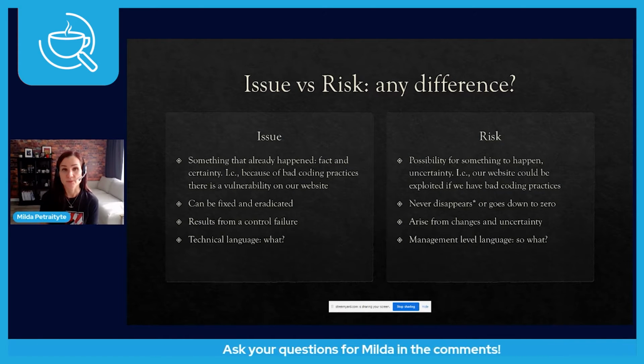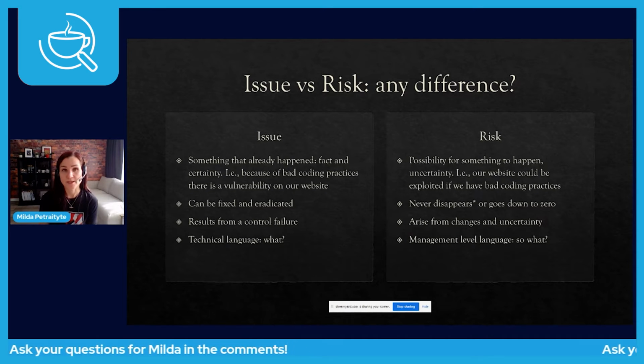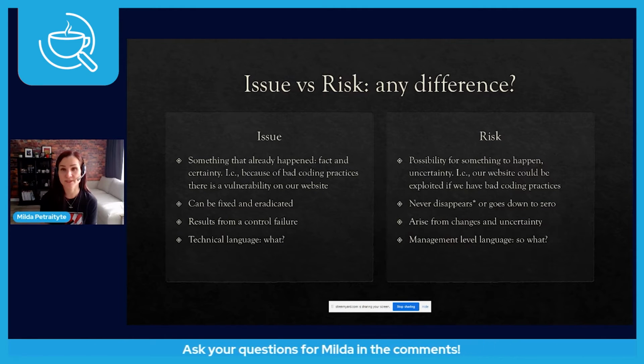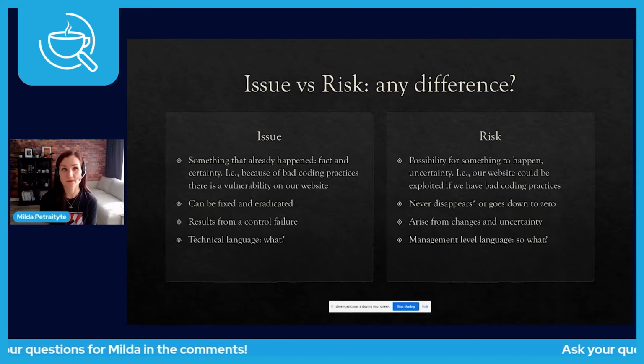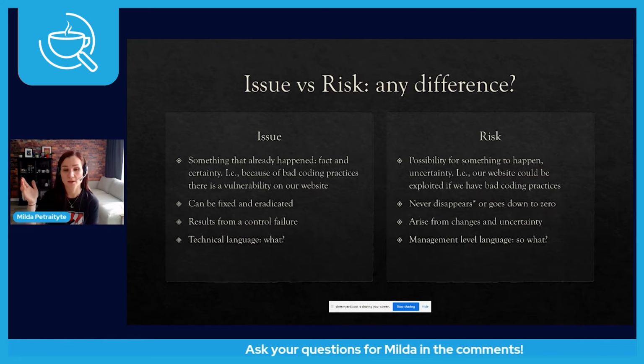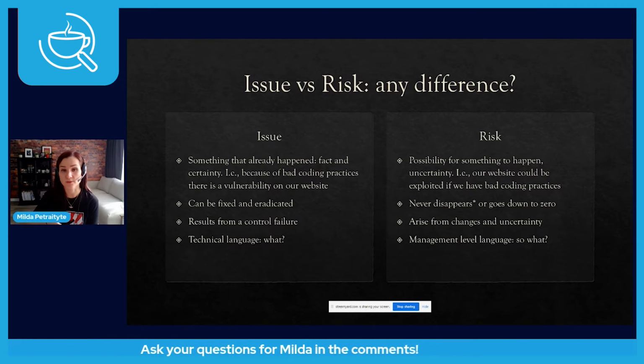Then another thing to compare is that issues can be fixed and eradicated. So basically we bring issues down to zero, we close the ticket and it doesn't exist anymore, for example. With risk, it never disappears or goes down to zero. Risk can only go up and down on a sliding scale. It can become low or it can become high, depending on what kind of issues we've got that are associated with that risk.